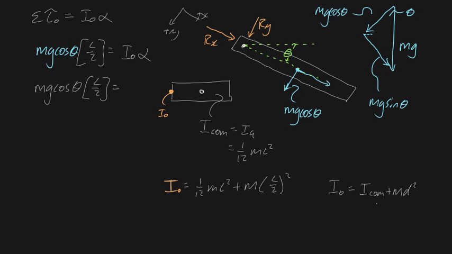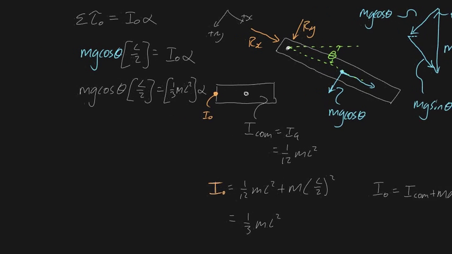Okay, that's from a previous video, though. If you don't understand that, I totally recommend you look at my previous videos. So let's fill this in. We know I_O now is just going to be equal to 1/3 ml squared. So let's fill that in. That's 1/3 ml squared times alpha.